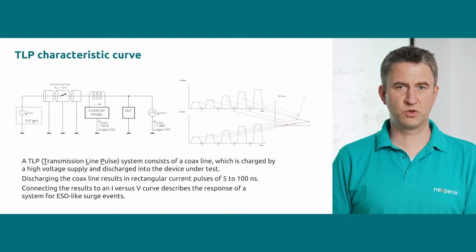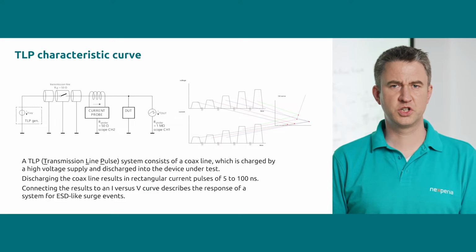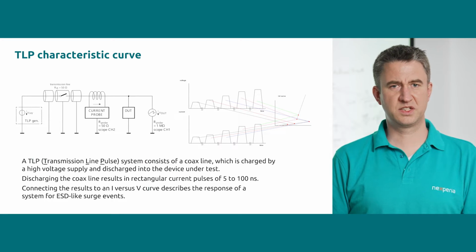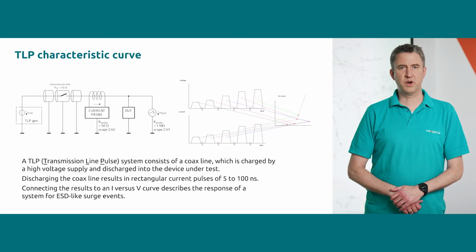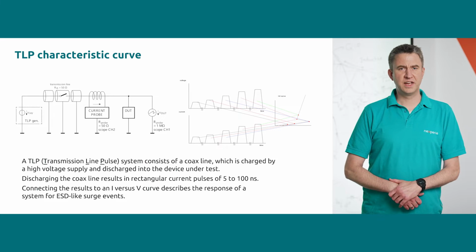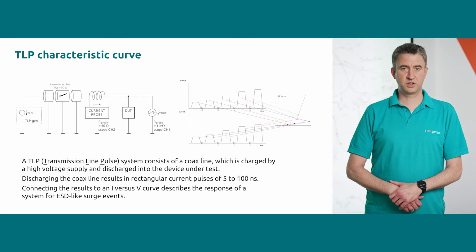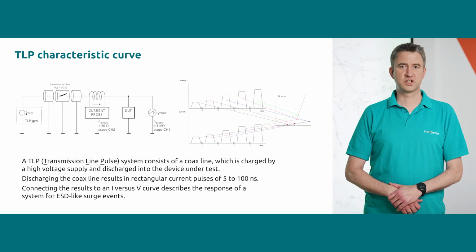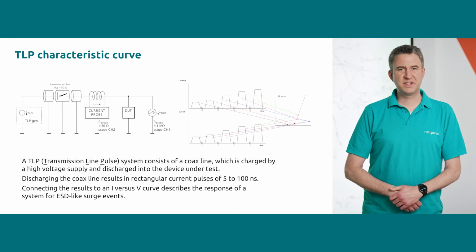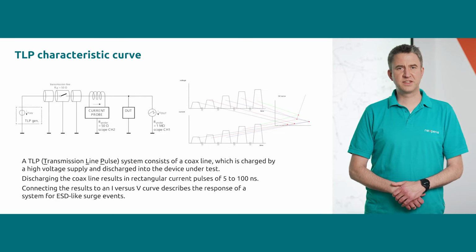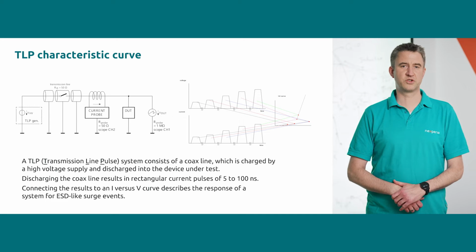With a fine-grained control over the charging voltage, TLP can also be less destructive. The failure point can be determined more accurately than with IEC 61000-4-2 ESD discharges. Additionally, TLP is very well reproducible and yields stable results for subsequent measurements. All this makes TLP ideal for characterizing the switching performance of a protection device.